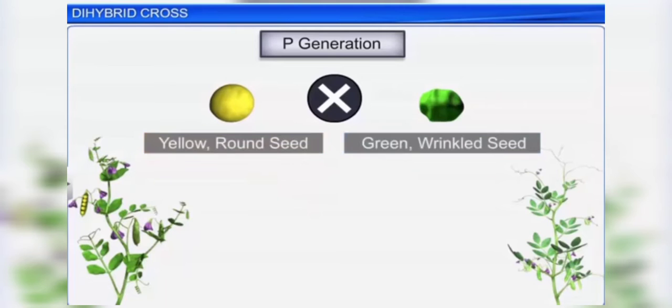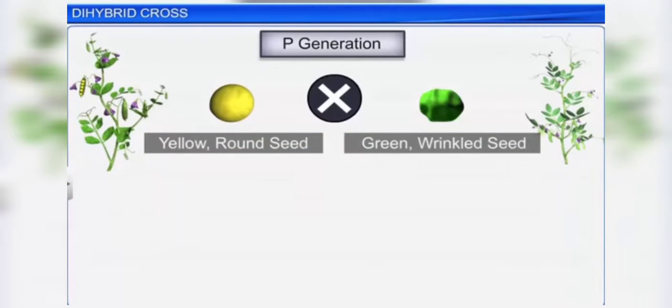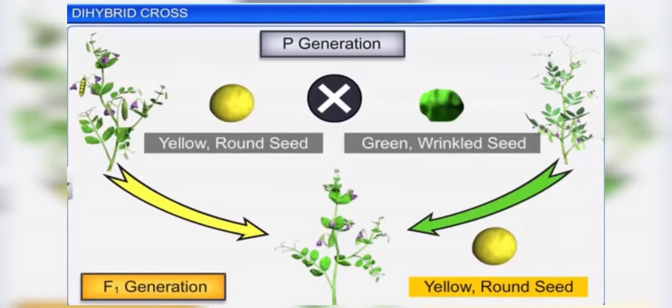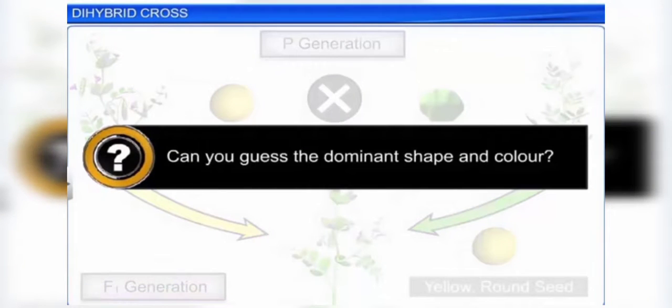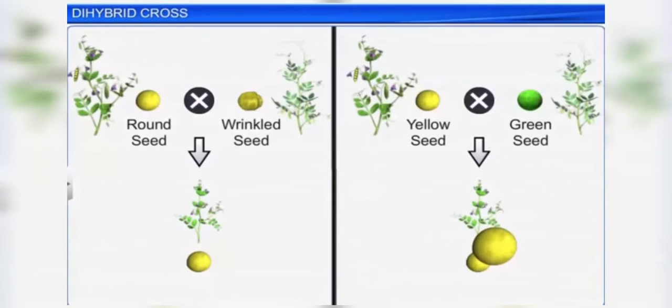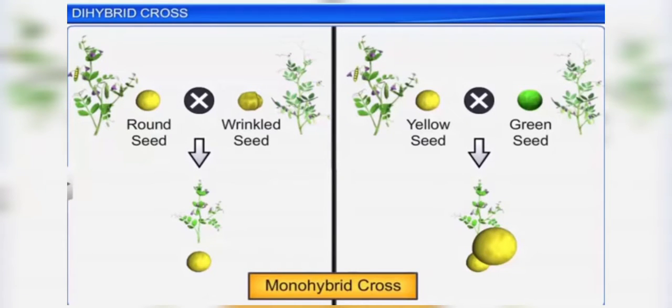This experiment conducted by Mendel in pea plants produced yellow round seeds in the F1 generation. Can you guess the dominant shape and color? Obviously, the round shape is dominant over the wrinkled, and the yellow color is dominant over the green. Mendel noticed that these results were identical to those he had obtained when he carried out monohybrid crosses between plants with round and wrinkled seeds and those with yellow and green seeds.